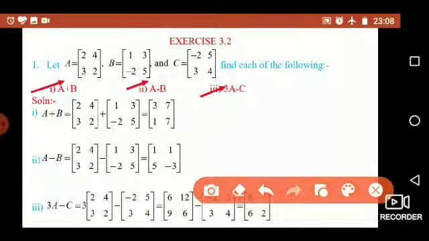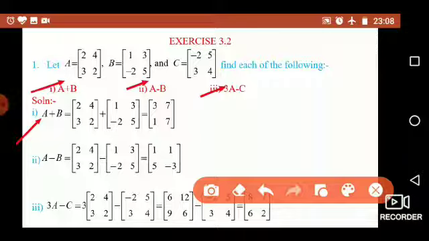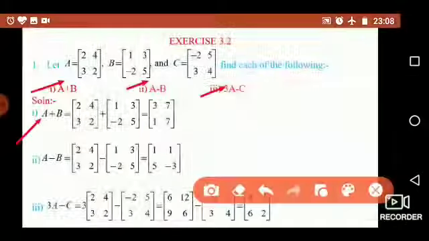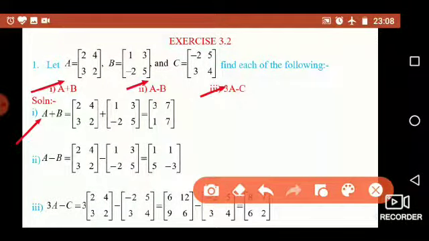Let me begin with A plus B. The matrices A and B are of the same order. Therefore, the corresponding elements of both the matrices are added. Two plus one is equal to three. Similarly, we can add the first row, second element of the first matrix plus the corresponding element of the second matrix. Four plus three is equal to 7.